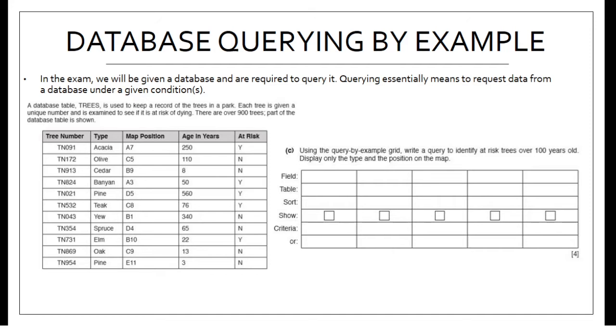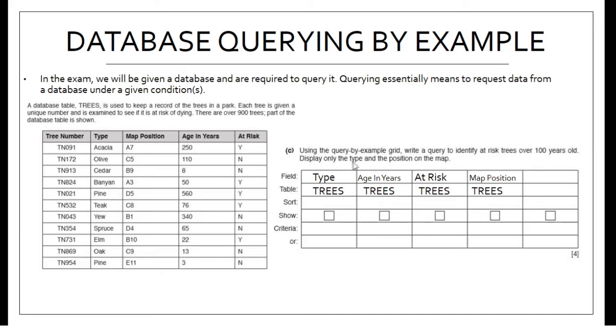In this question, it is asking us to write a query to identify at-risk trees over 100 years old, and to display the type and position of the tree. We start by entering the required fields, which include type, map position, age in years, and at-risk. We do not have to include the primary key or tree number since we are not asked to. In the table row, we enter the name of the database, which is trees. We do not have to sort anything in this question.